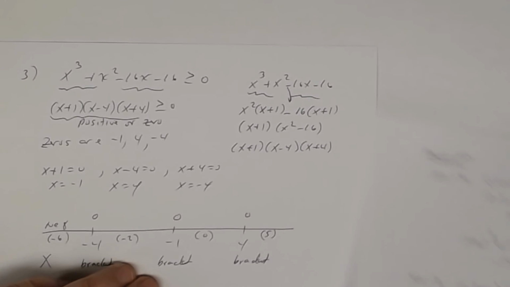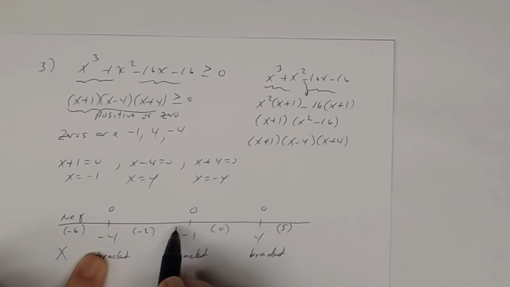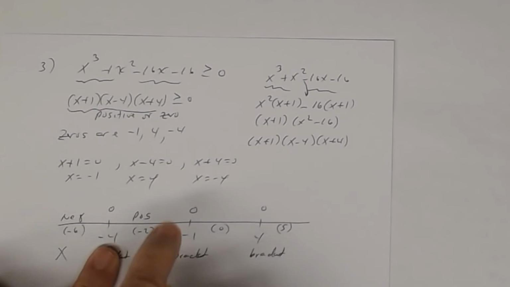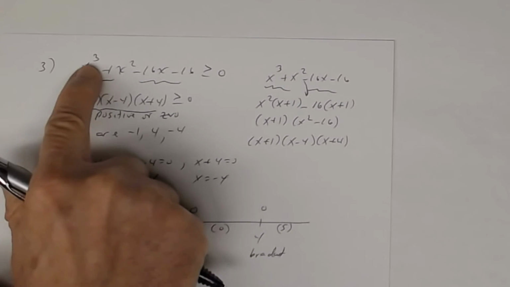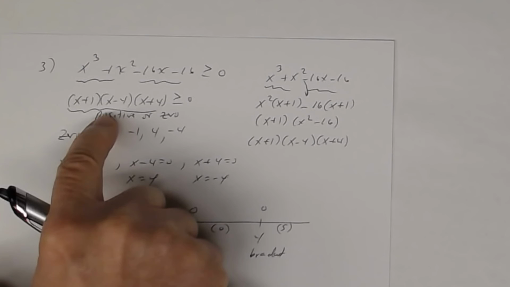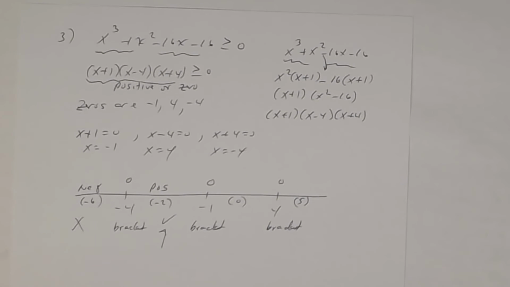So what I found is that in that second interval, any real number between -4 and 1 will make this left side positive, and that is something I want. So I'm going to check it off. There's one of my solutions right there.